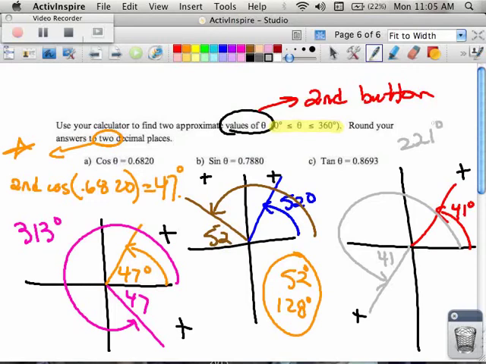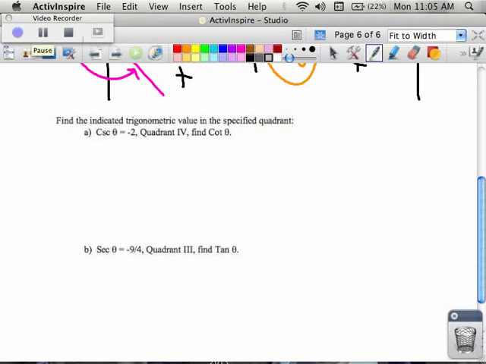So 221 and 41 are your two answers for the last one. So it's always about the reference angle too. These last two problems I'm going to set up for you, but I'm not going to finish. I want to set them up because I think it's kind of tricky the way they word them.